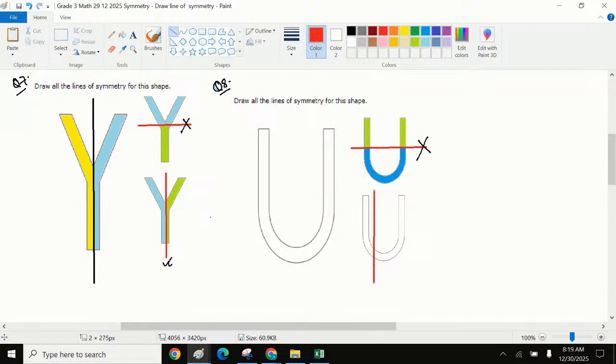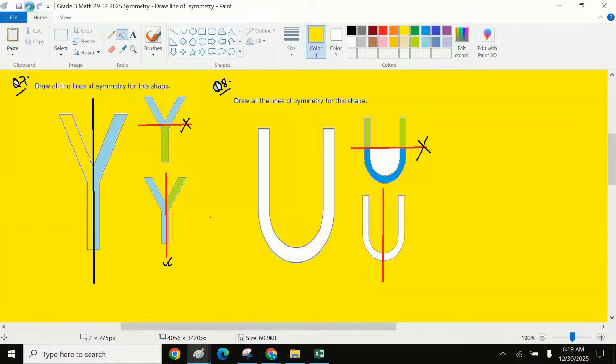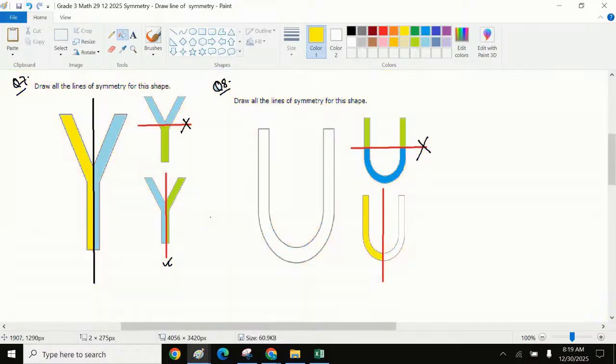Okay, this is not a line of symmetry. Why? Because this is not passing through the center. But if we move it to the center, now what we can see is that the shape on the left side of the line of symmetry would be exactly the same as the shape on the right side of the line of symmetry. So what we can deduce over here is that there is one line of symmetry in this shape.